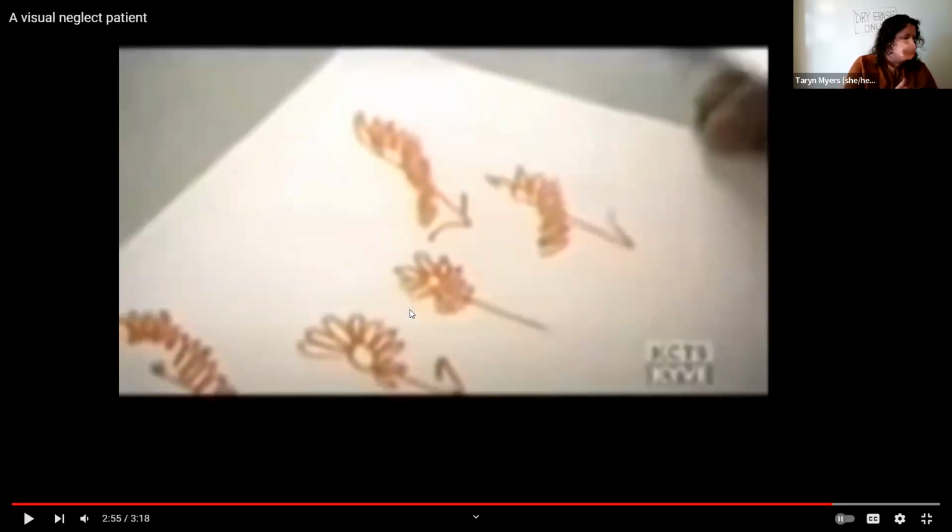And so this is really important that when it's called out, she can notice it, right? But in the moment, she truly believed she was drawing it all the way around. But this is what her brain told her. Her brain told her, yeah, you drew it all the way around. It didn't tell her you missed this part.